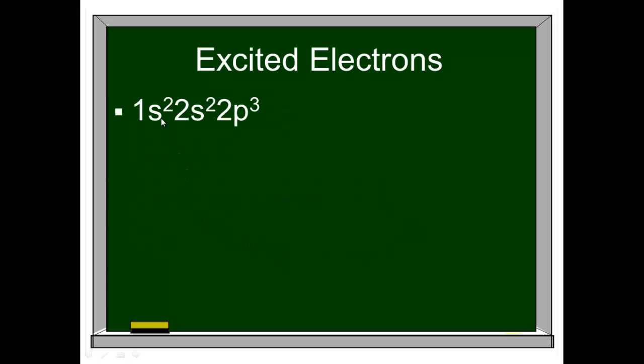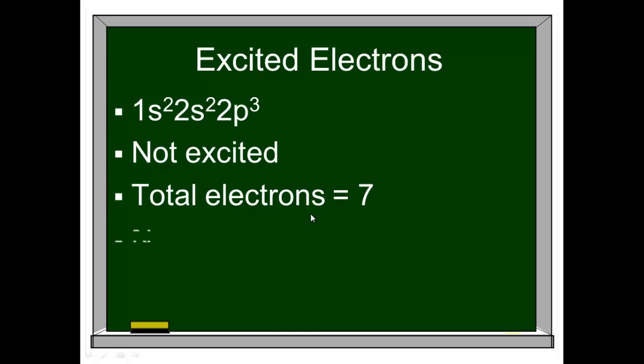Another example. 1s2, 2s2, 2p3. Everything here is normal and in order, so this atom is not excited. This would be a ground state atom. Count the electrons to see what this is. 2 plus 2 is 4, plus 3 is 7. Check your periodic table. 7 electrons is nitrogen.